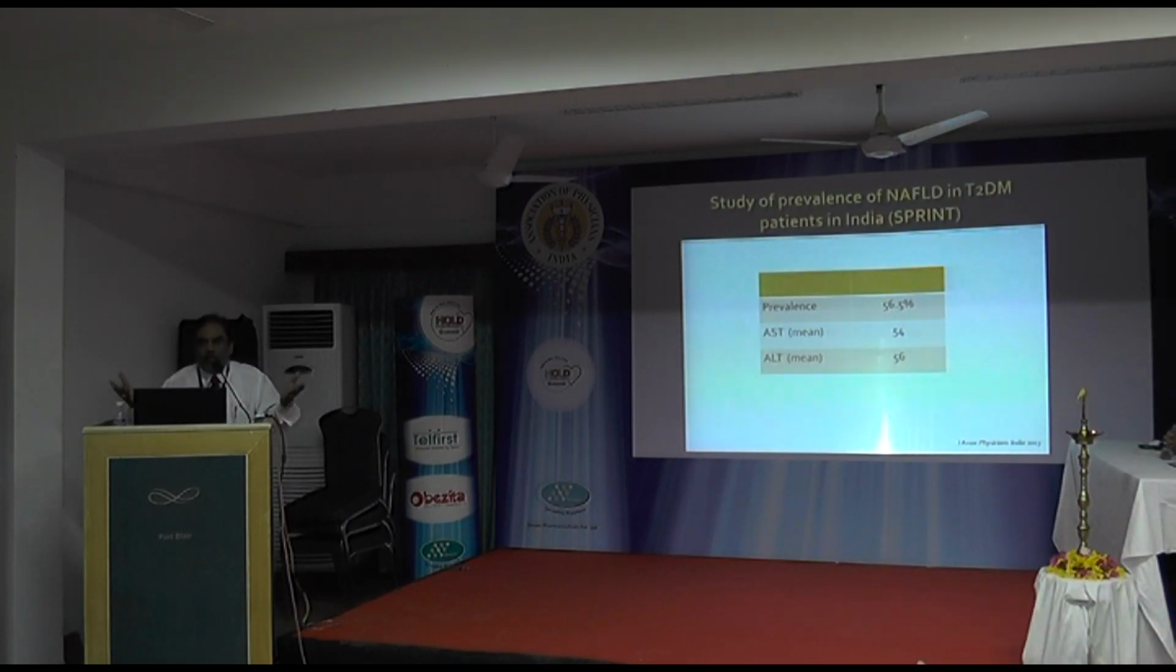And how would we do that in clinical practice? Well, let us take some clues from the evidence we have got. And this is the SPRINT study. Some of the authors are probably sitting here. Prevalence of fatty liver disease in this study was 56.5%, and the mean AST/ALT level was 54 and 56.